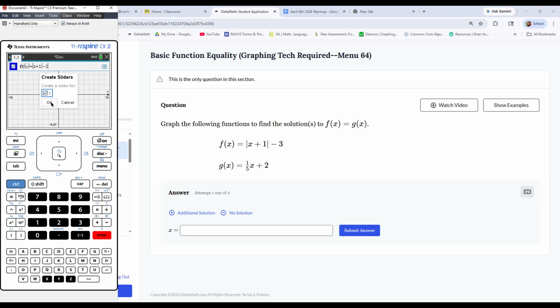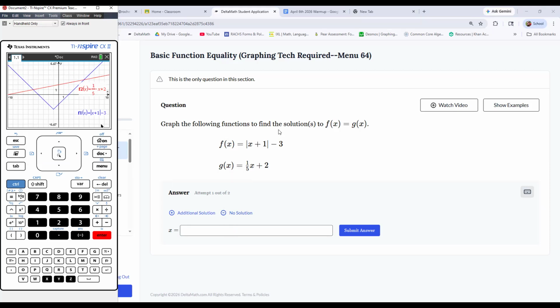Let's see. Oh, I put a z in there. Not a good start. Okay, that's supposed to be an x. Okay, and then you press enter. It's just an absolute value. Now I'm just going to enter the second function. So it's a fraction, 1 over 5, and there's a linear equation. Positive slope, positive y-intercept. Right, now there's two intersections, so this is going to have two answers.